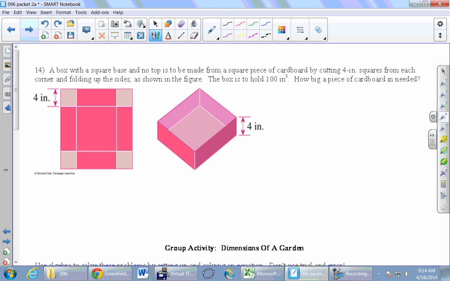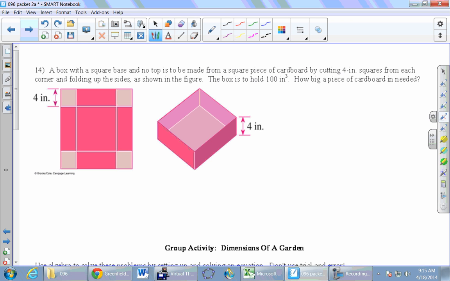Okay, so this right here is a box with no top, yes? So this is what we can make from a piece of paper. Cut out 4 squares, fold stuff up, and you get like a shoebox type thing, just open on the top. That's yours to keep.